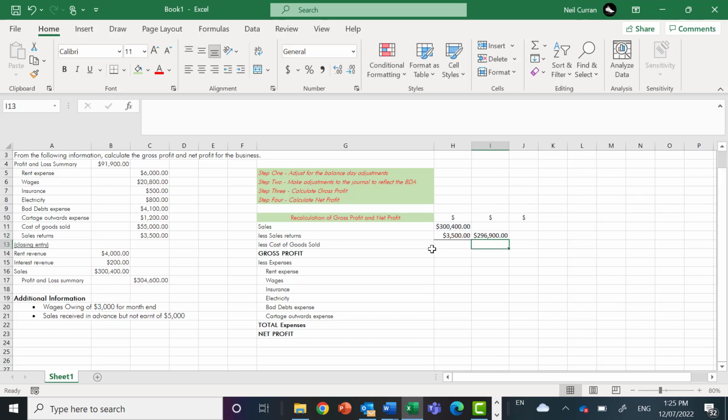And then you get your cost of goods sold. And then this will then give you your gross profit figure. So we've done the first part here. So we've calculated our gross profit being $241,900. The next, we need to transfer all of our expenses across.